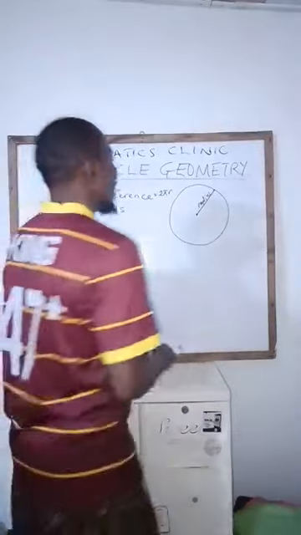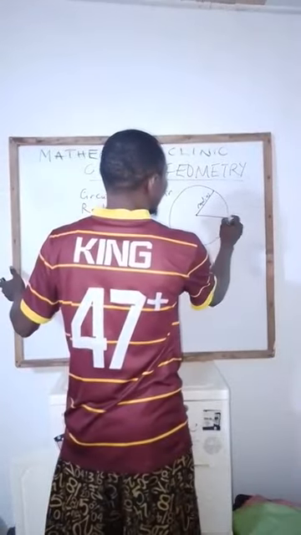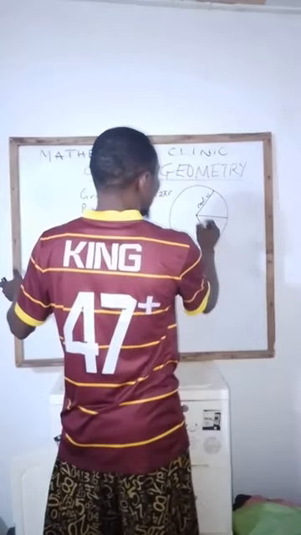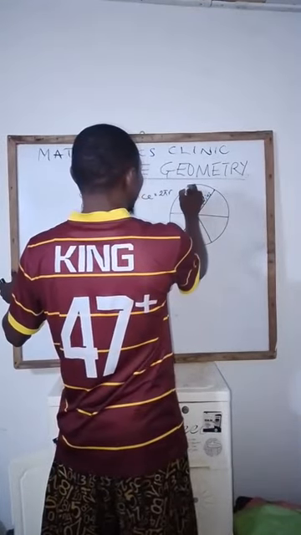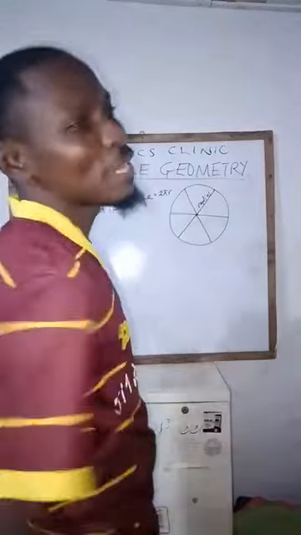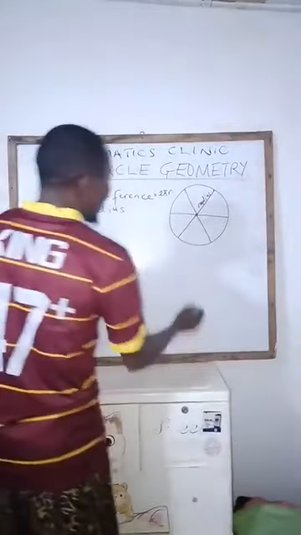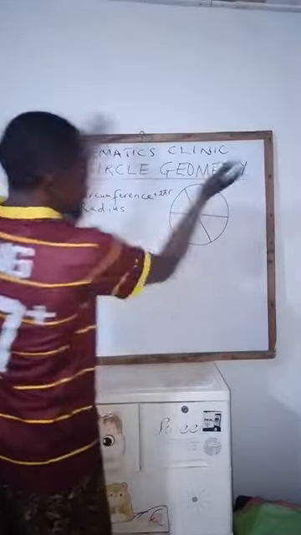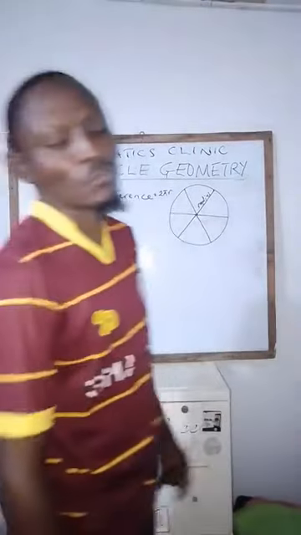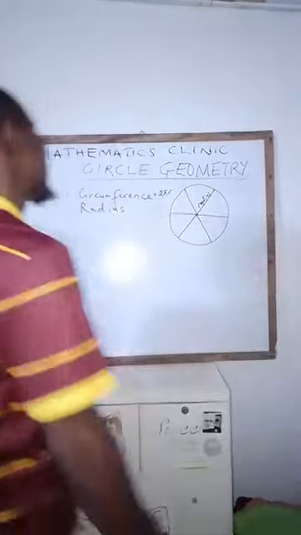So on the circumference of a circle, we can have so many radii. This is a radius. This is another radius. So we can have as many radii as possible. Remember, radius is singular, radii is plural. When we have many of those lines from the center touching the circumference, we call them radii.